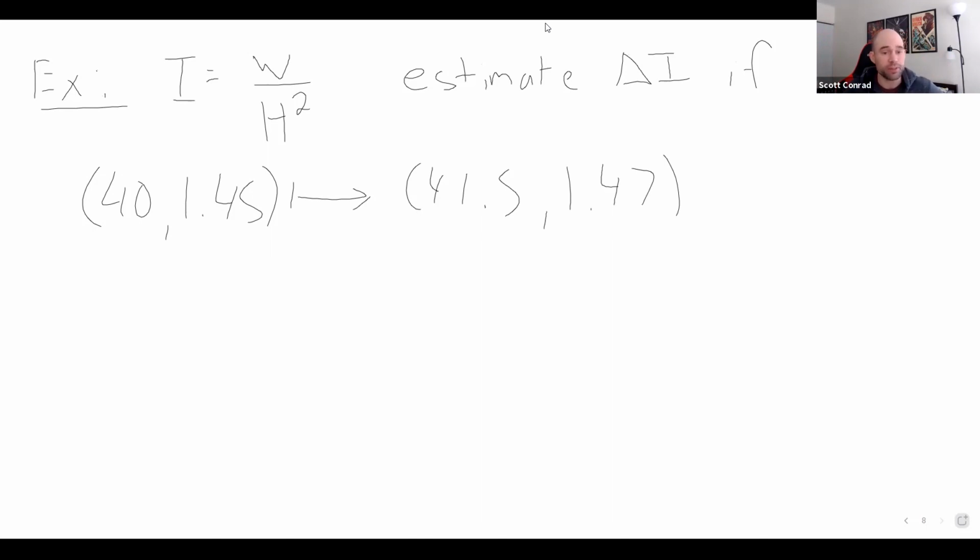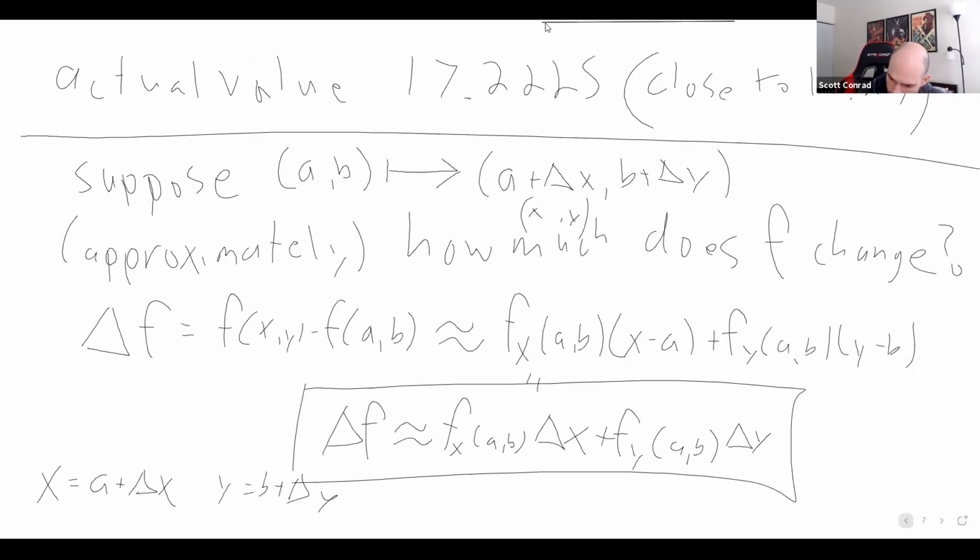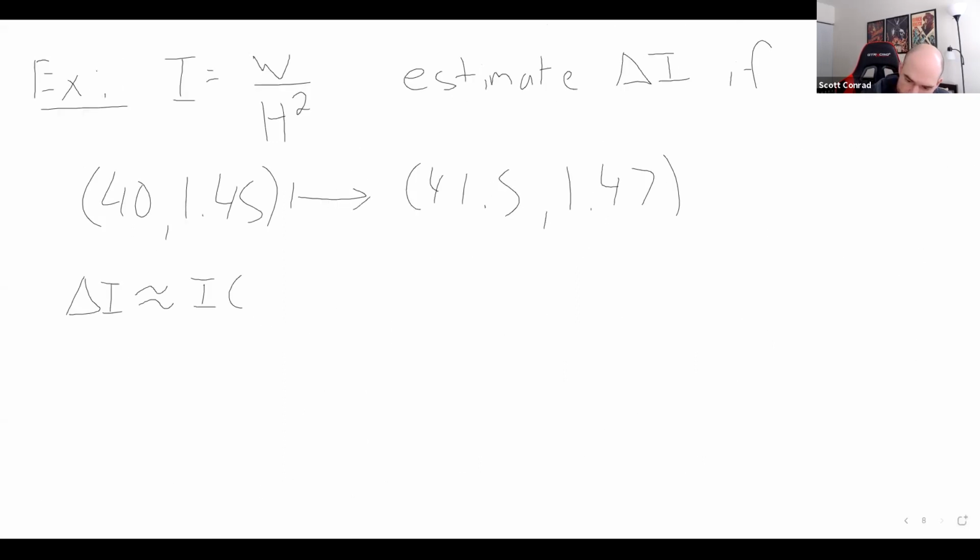So I is a function of W and H. Using our formula, the change is going to be the partial of I with respect to W at 40, 1.45 times the change in W, plus the partial of I with respect to H.